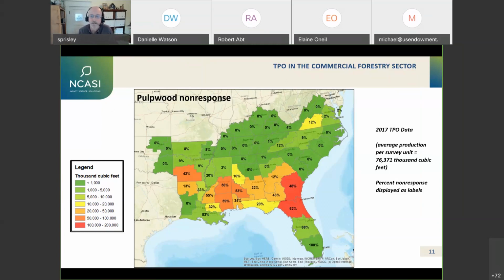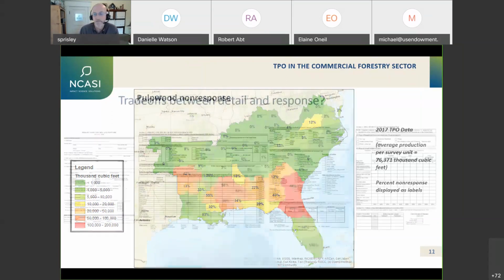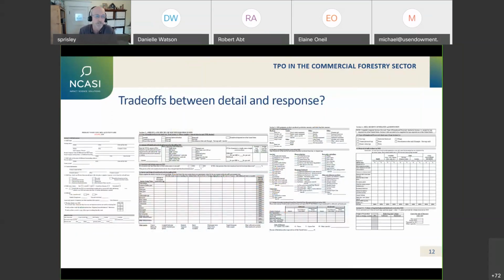So can we improve it? That's the open question, and I have some questions about this that have already been posed, so I can step through these fairly quickly. One is the trade-off between level of detail that we ask for and response, and whether a simpler survey could garner some more response. So these are pages from a TPO survey form, and they ask in general, who are you? What is the mill? What number of employees, location, that sort of thing.